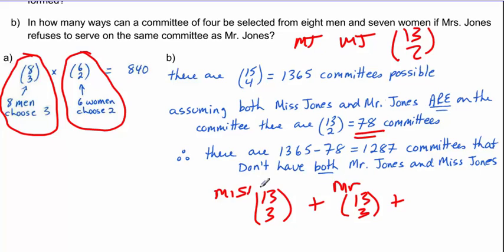And then we could also think, well, if neither one of them is on it, that's perfectly fine too. So I could just pick my entire committee out of the 13 other people and get these 3 possibilities to give me that same value. So committees that have just Miss Jones but not Mr. Jones, just Mr. Jones but not Miss Jones, and neither one of them would make up this 1287. And if you fire that off in a calculator, hopefully you get the same answer.